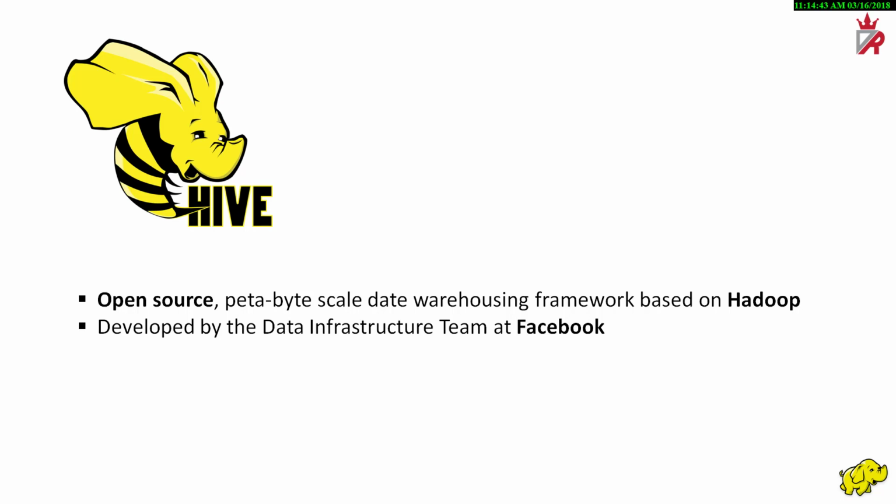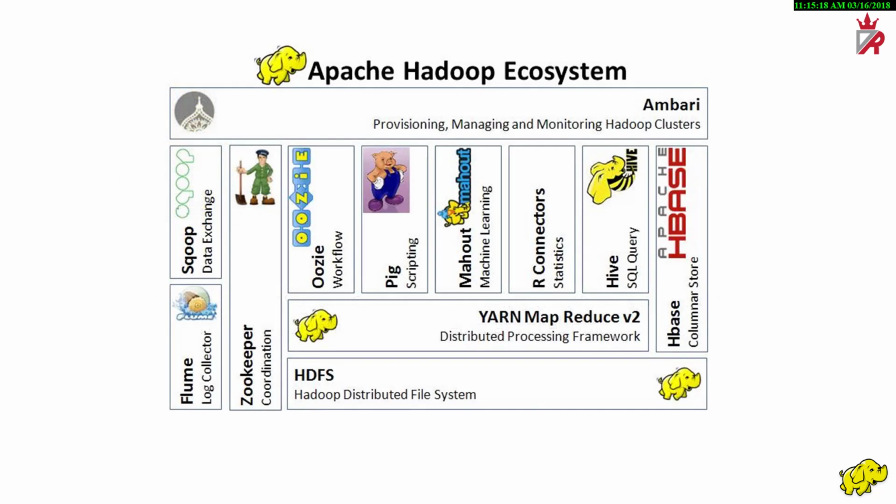Hive is an open source petabyte scale data warehousing framework based on Hadoop that was developed by the data infrastructure team at Facebook. Similarly, many organizations are directly benefited with the adoption of Hadoop, and at the same time, organizations are innovating and developing new tools and frameworks which could supplement the capabilities of Hadoop. As a result of this, the Hadoop ecosystem is becoming more vibrant and rich with new features and capabilities.